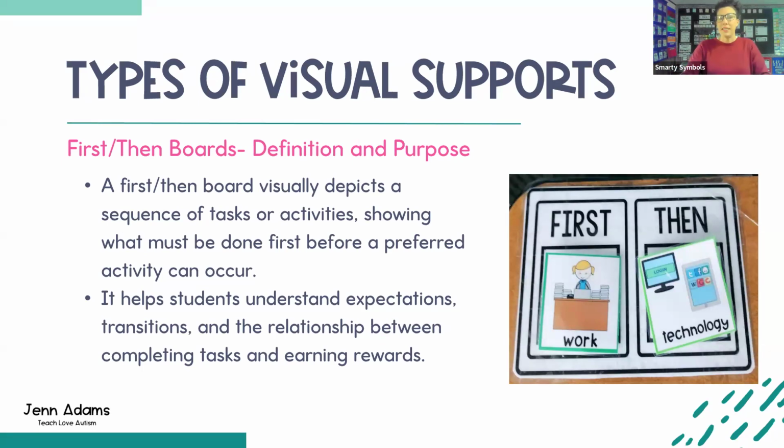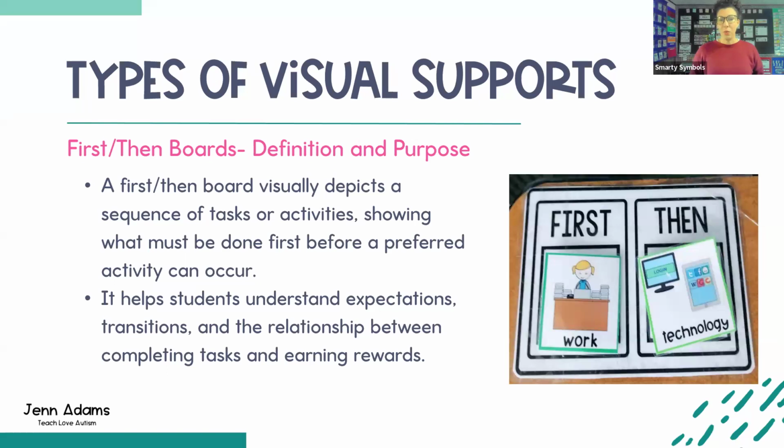So let's get into the first type of visual support that I wanted to share with you today. The first one is a first then board. And let's go over a little bit of what it is and kind of why you may want to use it. So it usually shows you a sequence of events or activities that are going to take place. Sometimes you'll see, like in this picture here, two pictures. You see the word first, you see the word then, and it's showing you first we're going to get some work done, and then we're going to get to go on some type of technology, iPad, computer, for that student.